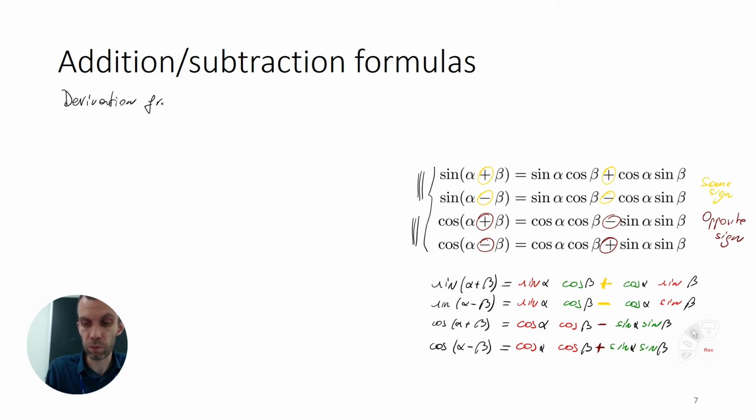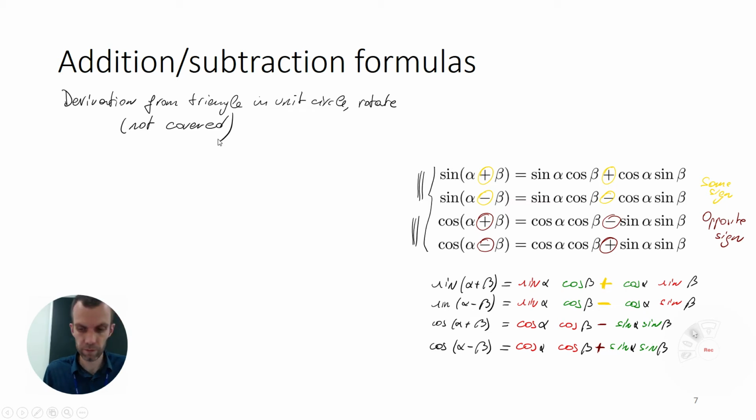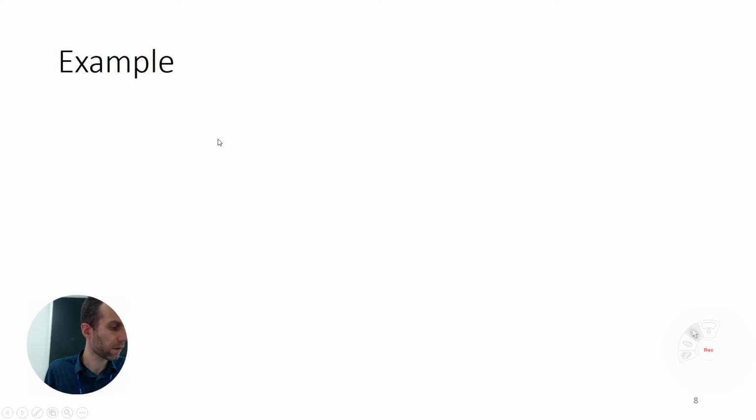So what you basically have to do is draw a certain triangle in the unit circle, and then rotate it by a certain amount. We will not cover this. What we can do is play with these formulas a little bit. So let's look first of all at maybe a slightly contrived example. Let's compute sine of 7 pi over 12.